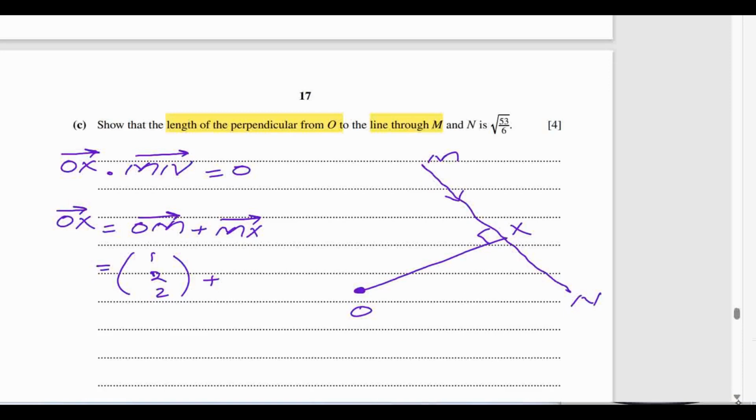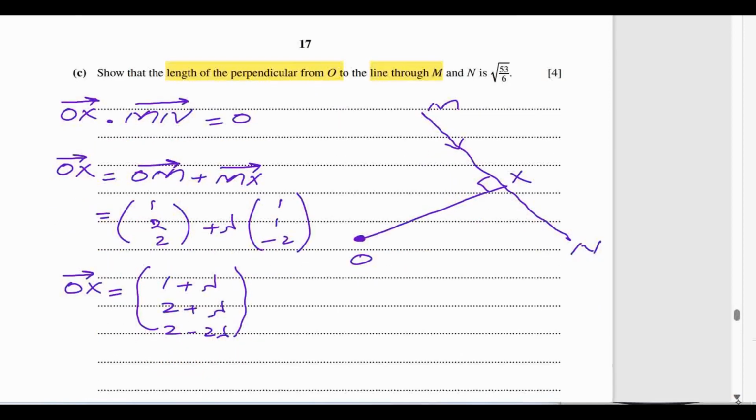So MN will be equal to lambda times (1, 1, -2). As we can see, this is the direction vector, not the position vector. So if we further simplify it, OX will be equal to (1 + lambda, 2 + lambda, 2 - 2 lambda). Now this is the value of OX and we know the value of MN.